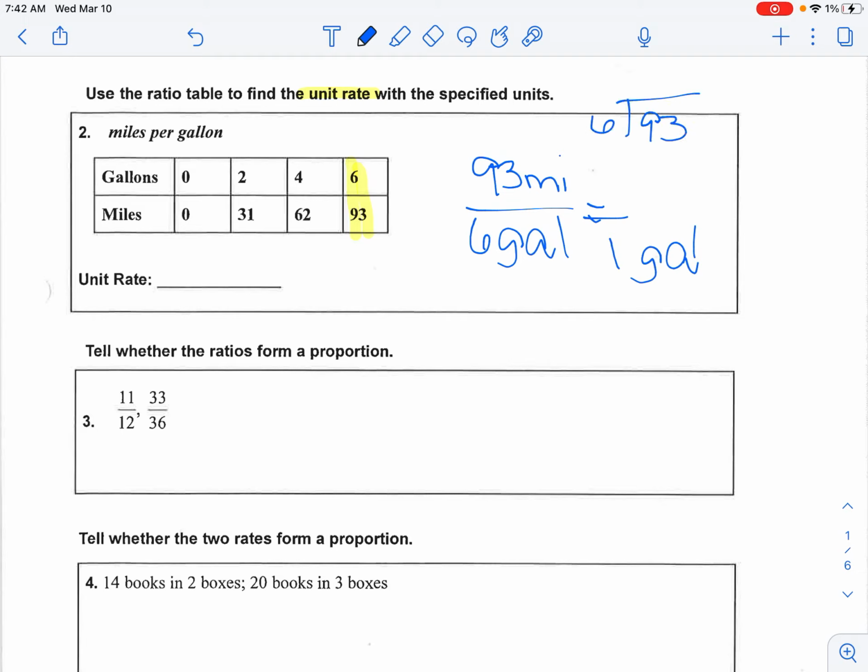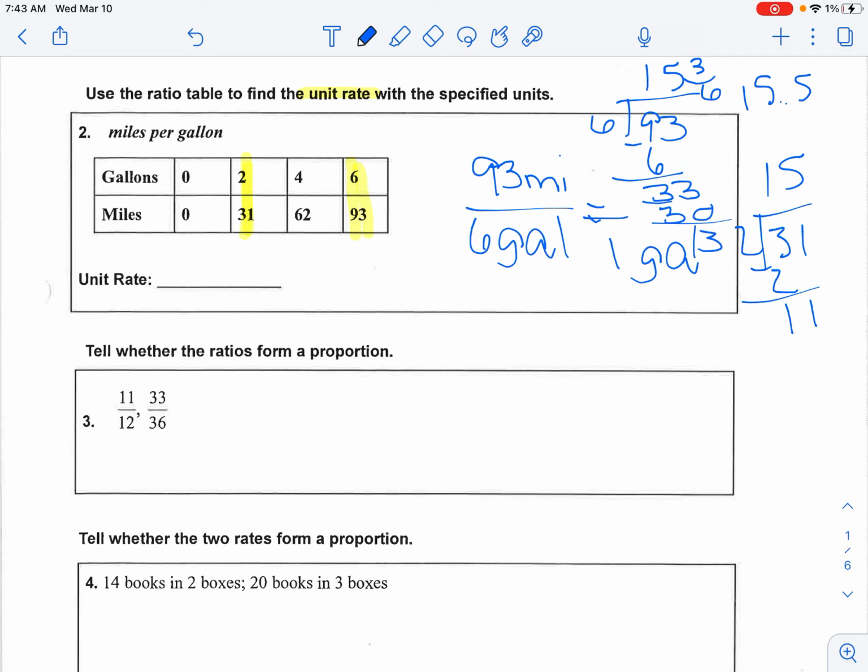So 93 divided by 6 goes in once. We've got 33 goes in, 5 times with 3 left over. So 15 and 3/6 would be 15 and a half. Now, I want to make sure I did my math correctly, so I'm actually going to try one more ratio and make sure that that also comes out to 15 and a half. 31 divided by 2 goes in once, goes in 5 times. Yes, that also works out to 15 and a half. So I would do 2 unit rates and just make sure that they reduce to the same unit rate.